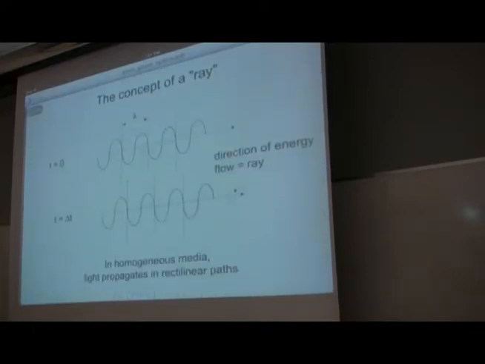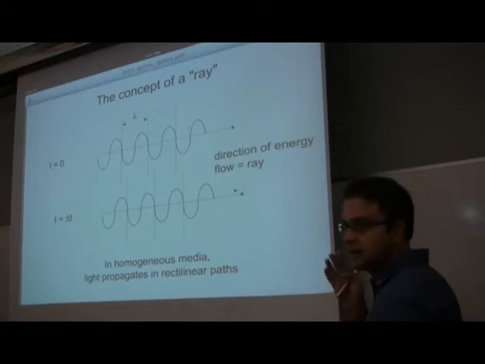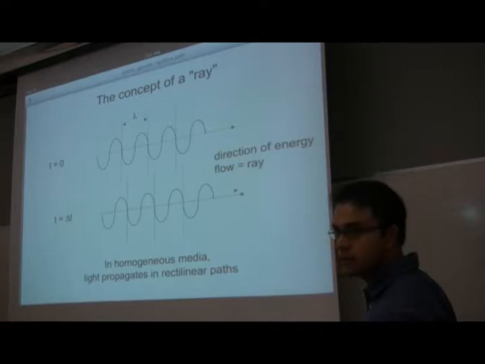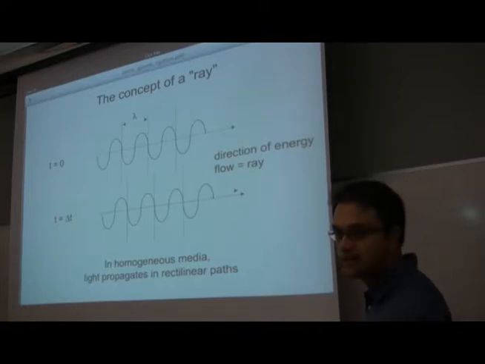Now, if you take another snapshot at a slightly later time, let's say delta t, of course, it's a traveling wave. We're talking about electromagnetic waves. It has moved over a little bit. It has traveled. How much has it traveled?